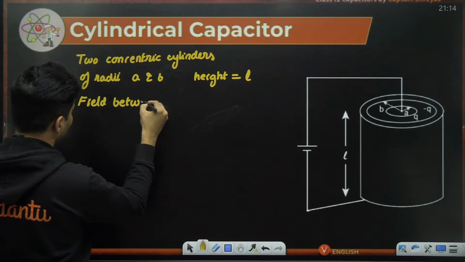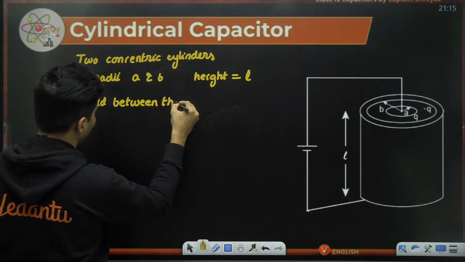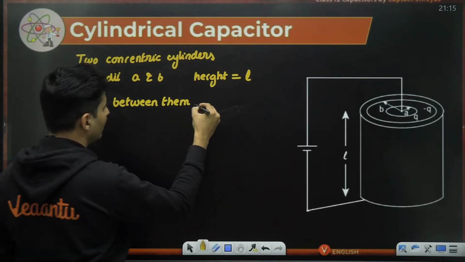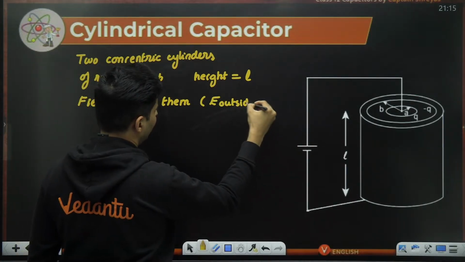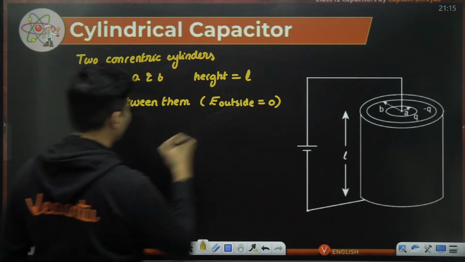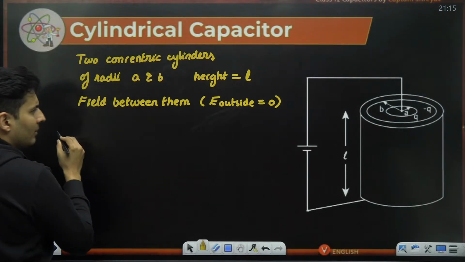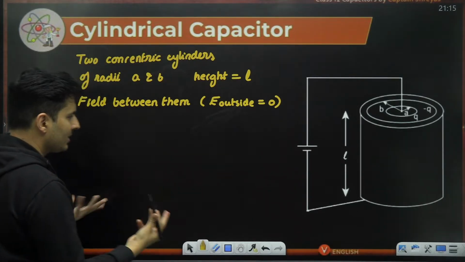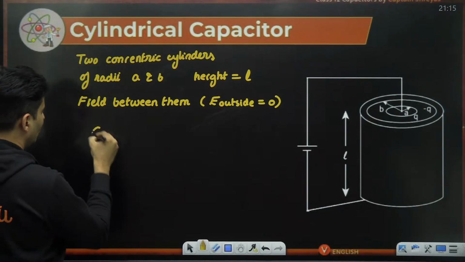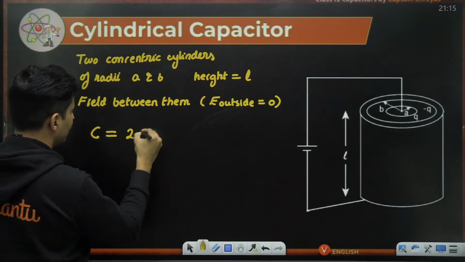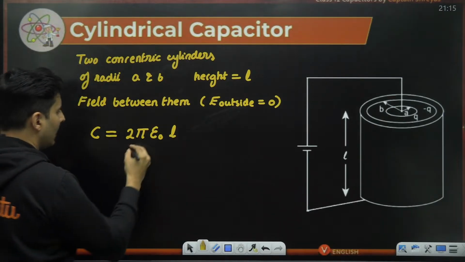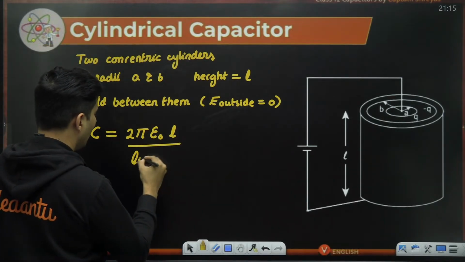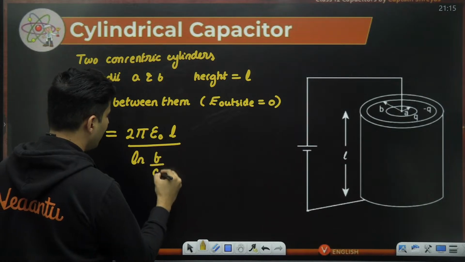and there is a field between them. The electric field outside is always going to be 0, and one of the cylinders is positively charged, one of the cylinders is negatively charged. So you will get that the capacitance is 2 pi epsilon naught L, and here you will have log of B by A.